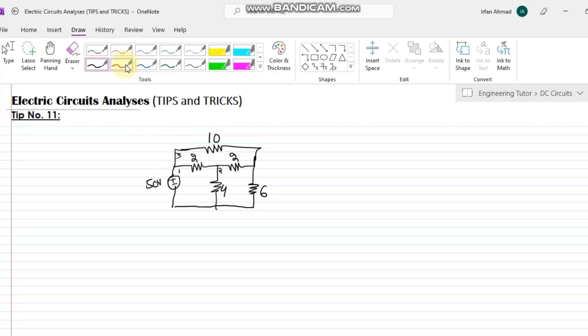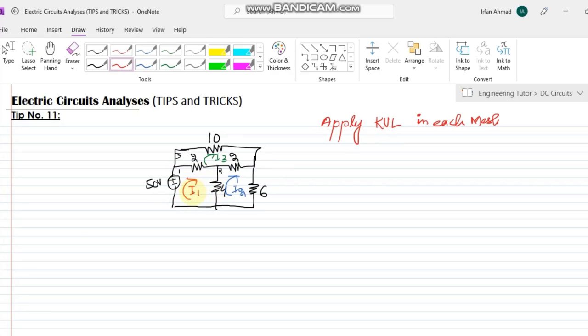Okay, after identifying the meshes, what you have to do, you have to suppose the currents. Let me call it I1 in mesh number 1. In mesh number 2 I have I2 current, and in mesh number 3 I have I3 current, which is denoted by this green color. Okay, after it, we have to write the equations. I have to select each of the meshes here, and after selecting the mesh I have to apply KVL in each mesh.